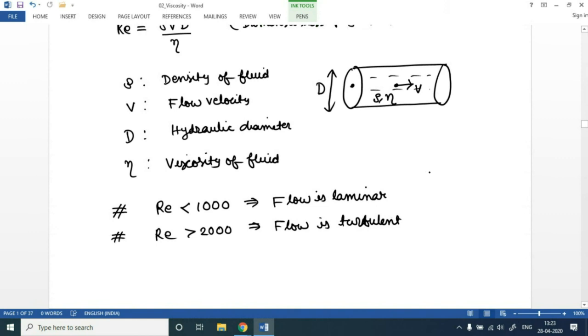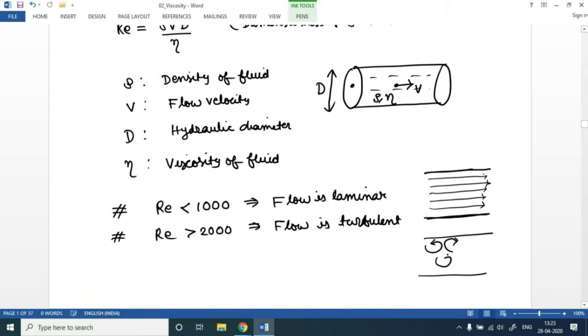For turbulent flow, for example, if this is a pipe and the liquid is flowing in it, laminar flow was basically layered flow. The liquid was flowing in different layers, that was steady state flow and no layers were mixing with each other. And in turbulent flow, the layers of liquid mix with each other, something like this. So here localized eddy currents are formed.